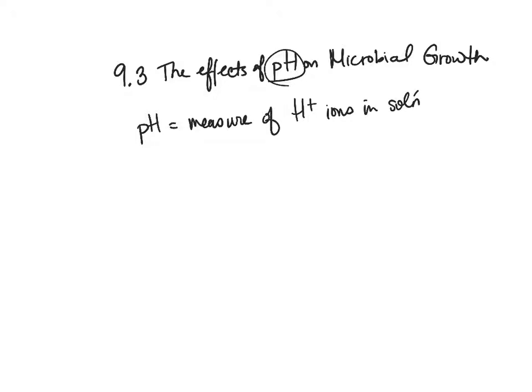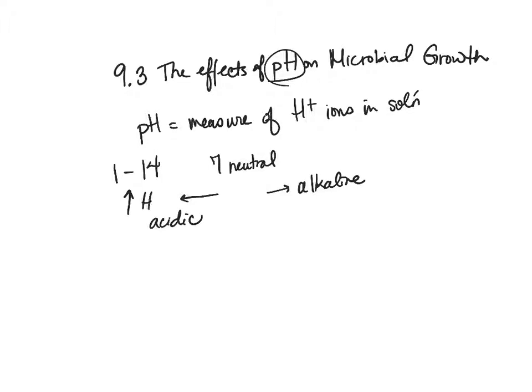And recall that the pH scale goes from 1 to 14, with 7 being neutral, anything above 7, so 7.1 to 14, being alkaline, and anything below 7 being acidic, meaning that anything below 7 has a high hydrogen ion concentration, and anything above 7 has a low hydrogen ion concentration.